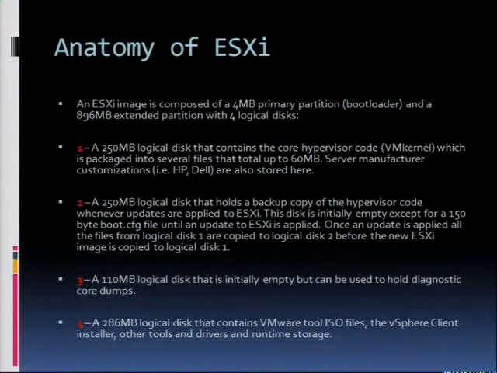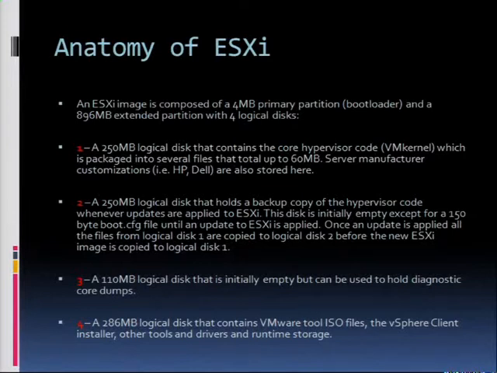The second partition is basically a clone of the first partition, and whenever you patch or update ESXi, it takes everything from that first partition and copies it to the second partition, and that's your backup. So if you have to fall back, there's an option when you boot up ESXi to roll back to the previous version, and that's where it's stored. It only stores one copy when you update. So the current version is always in partition 1, the previous version is in partition 2, and it's basically an identical copy of the first one.